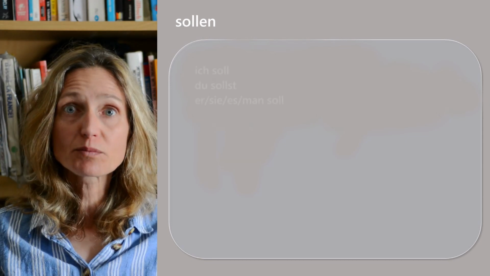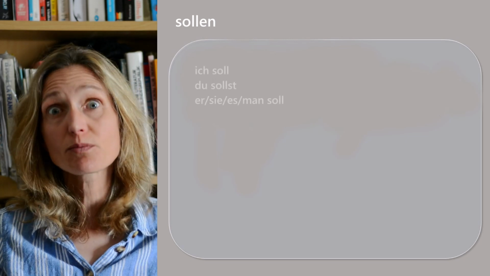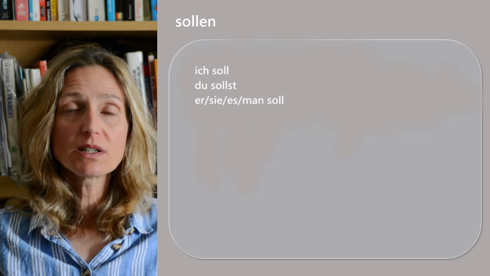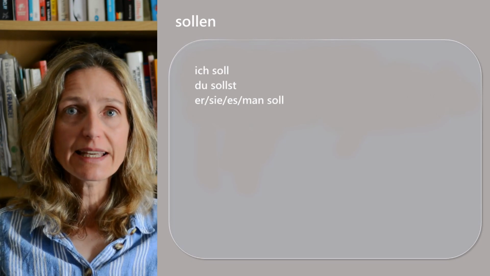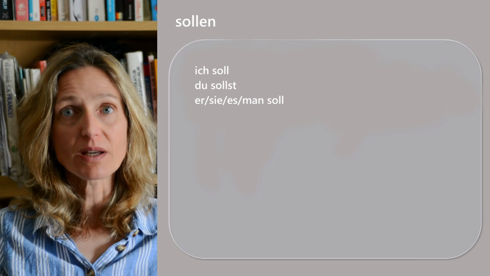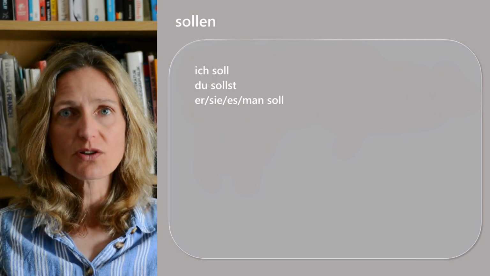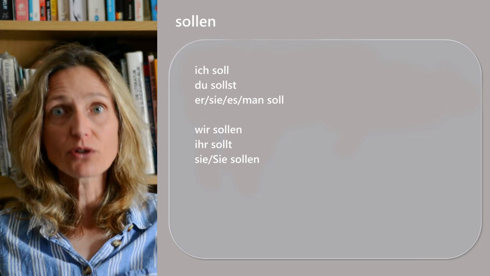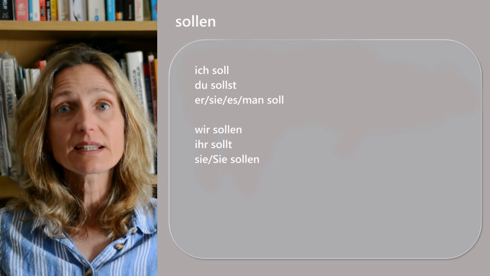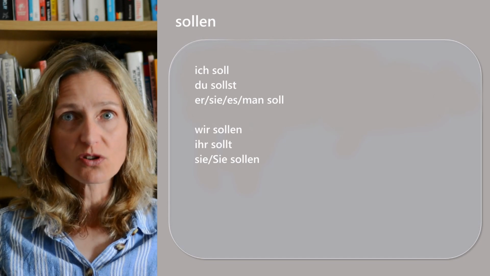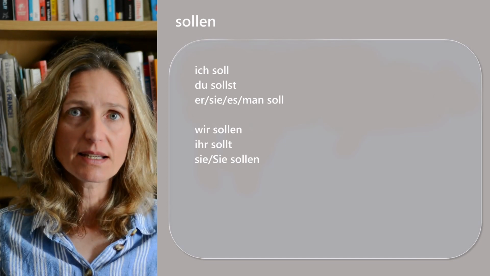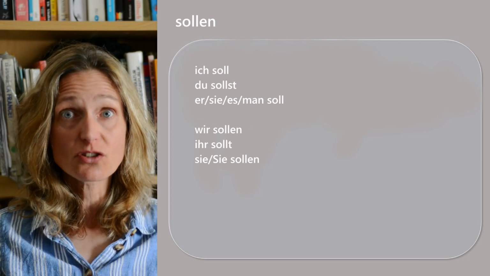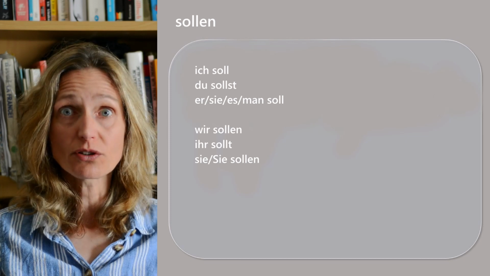Sollen is the next modal verb. Sollen means to be supposed to. The conjugations are ich soll, du sollst, sie, es, man soll, wir sollen, ihr sollt, sie sollen. I'll go through these once more. Ich soll, du sollst, sie, es, man soll, wir sollen, ihr sollt, sie sollen.